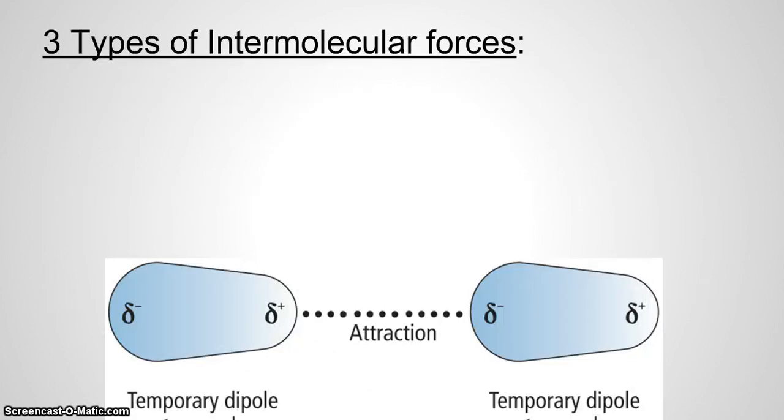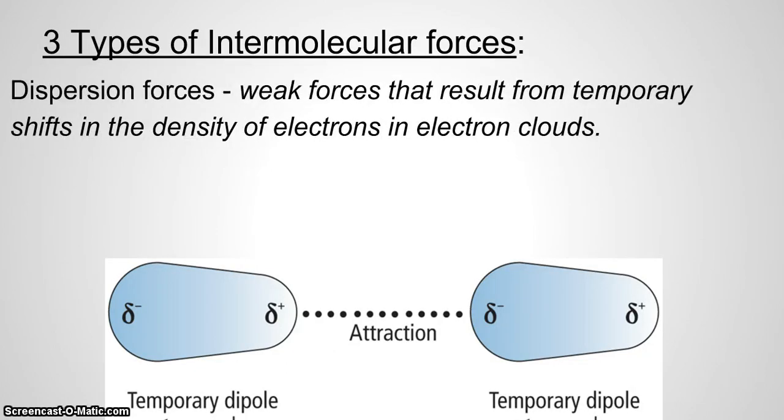So there are three different types of intermolecular forces. The first of which are called dispersion forces, sometimes called London dispersion forces after the guy that came up with them. A dispersion force is a weak force that results from temporary shifts in the density of electrons in electron clouds. If you think about an atom, the electrons are constantly moving around in the electron cloud. At some point, there could be a temporary dipole, meaning at some point maybe all the electrons are on this side, so we have a partial positive over here, and that's going to attract another atom and cause that temporary attraction.